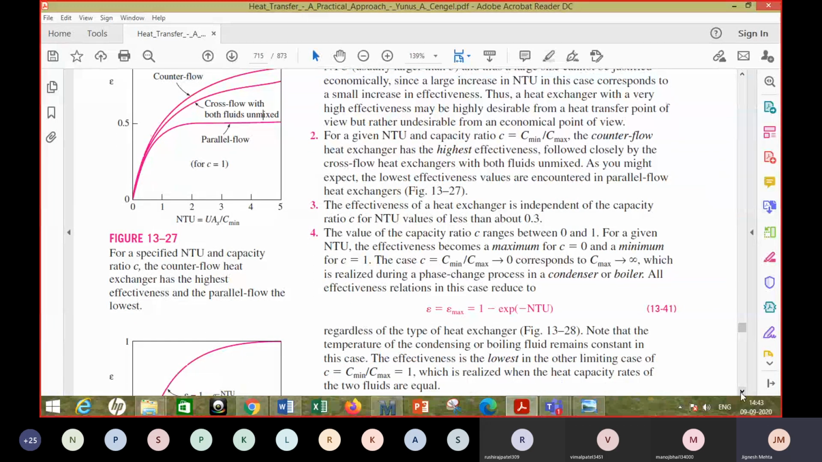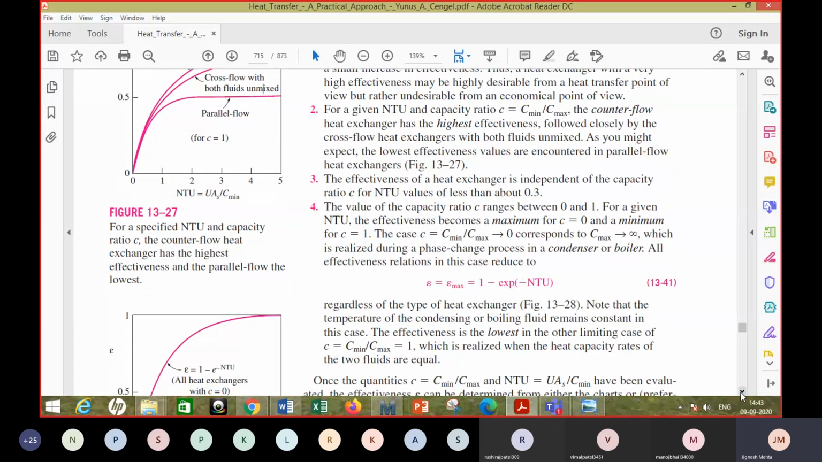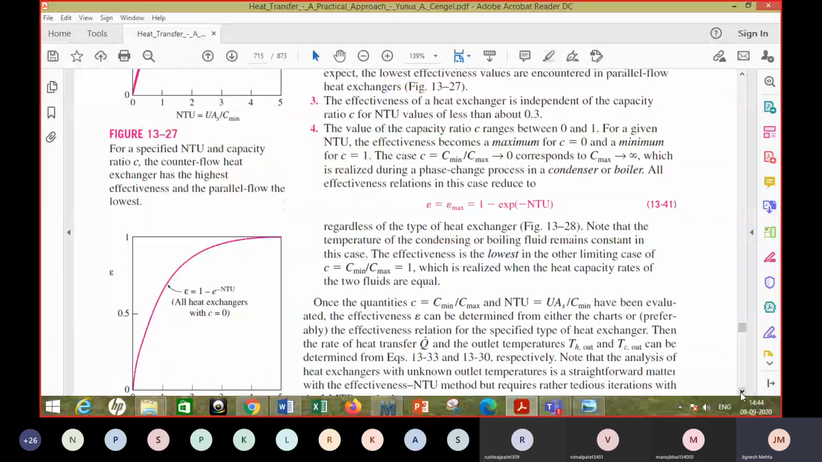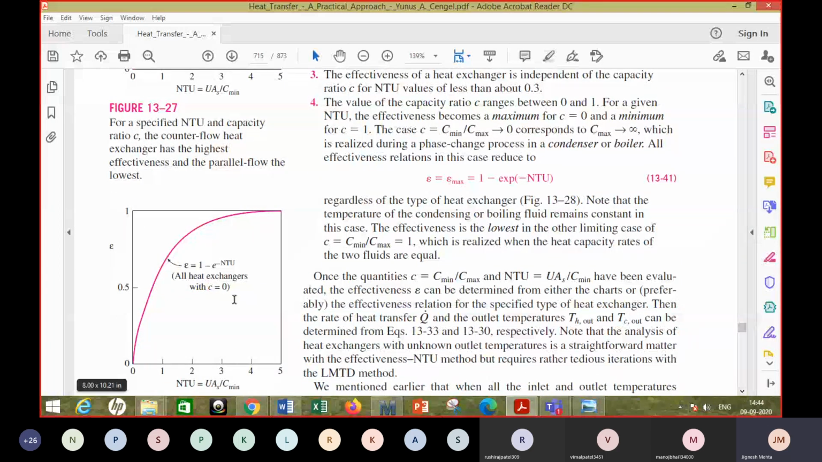Okay. The value of capacity ratio C ranges between 0 and 1. For a given NTU, the effectiveness becomes a maximum for C equal to 0 and a minimum for C equal to 1. So when C is equal to 0, you get the maximum effectiveness for a given value of NTU. That is shown here for C equal to 0.